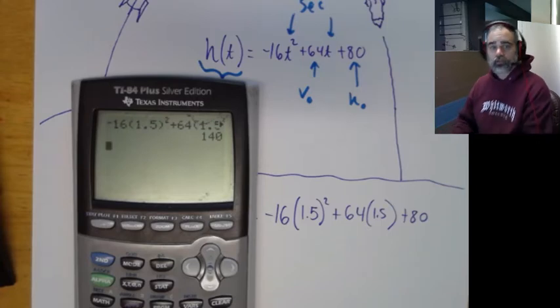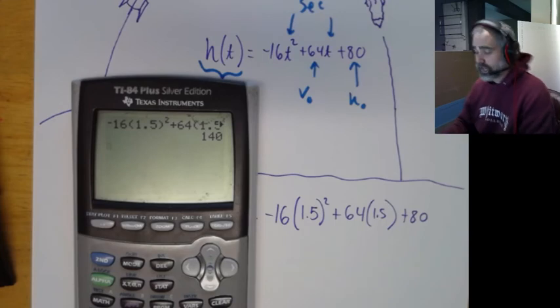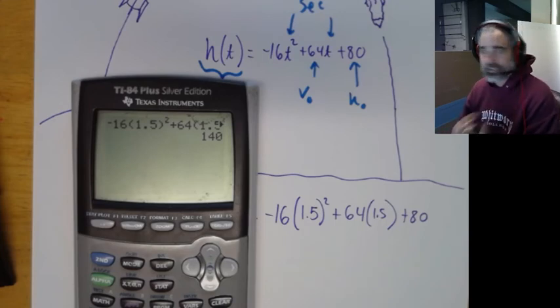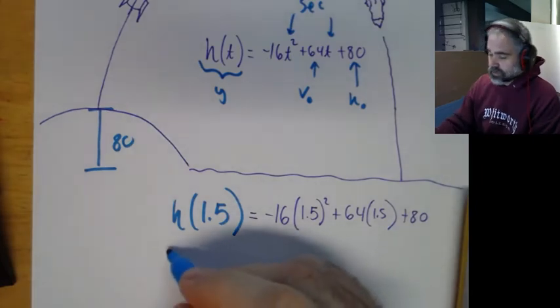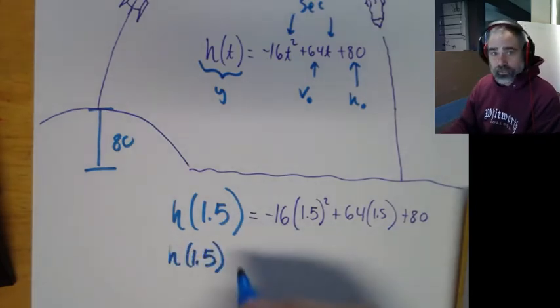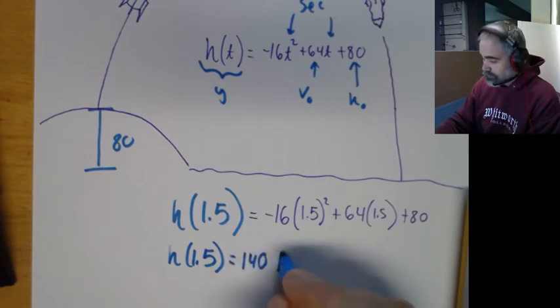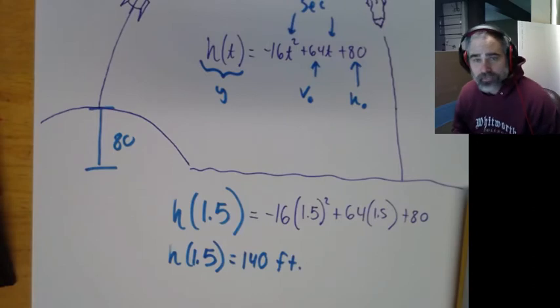And you hit there. So what that tells me, again, I'm asking for height after seconds. So this is 140, and the height is in feet. Remember, height is in feet. So h of 1.5 is just equal to 140 feet. If you have units, use them, please. Okay, and that's all you have to do.